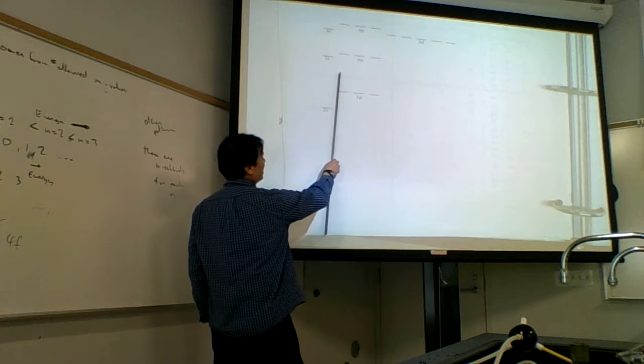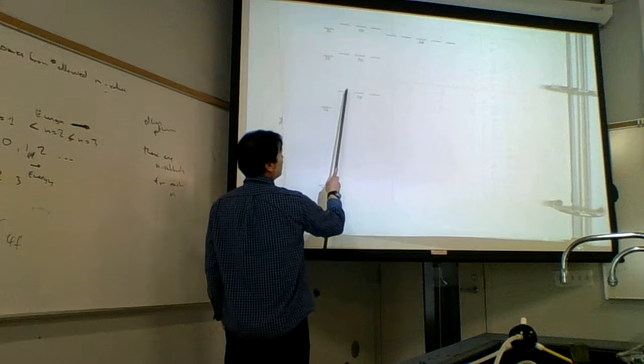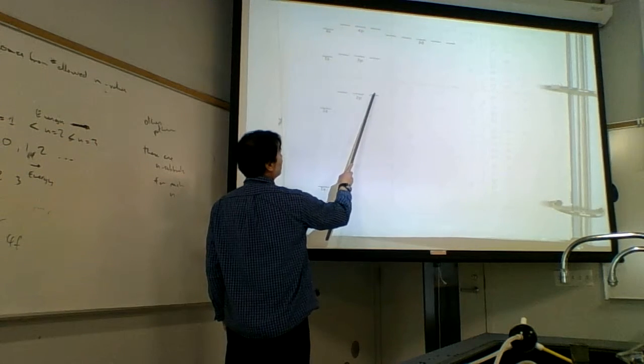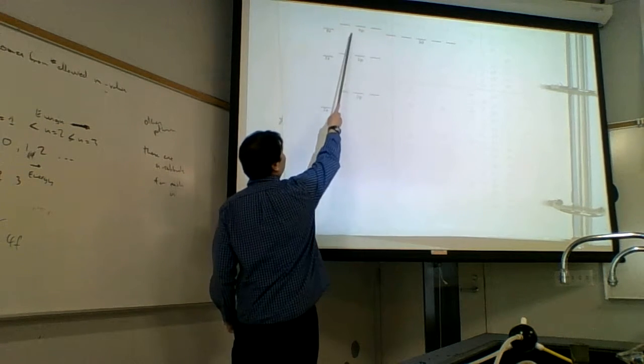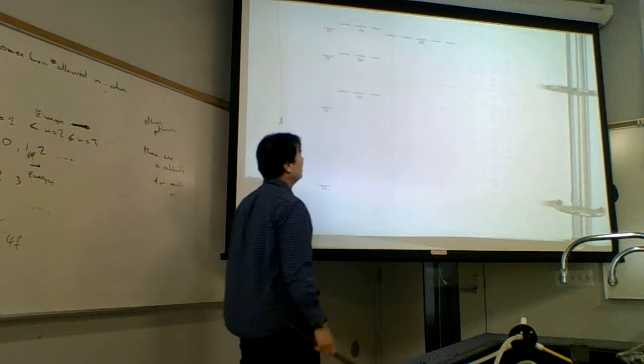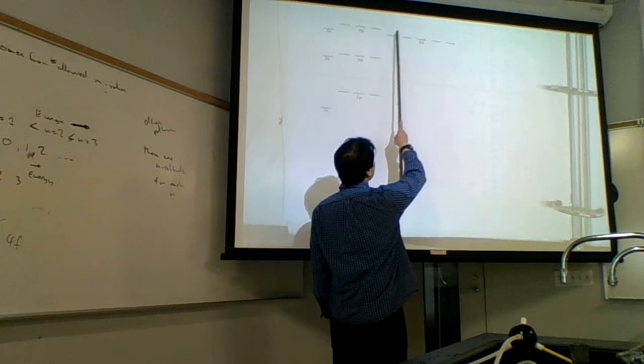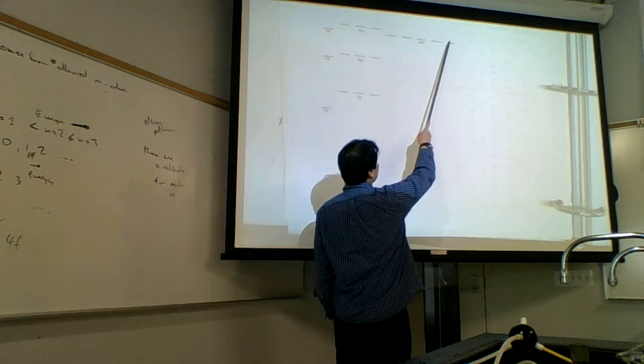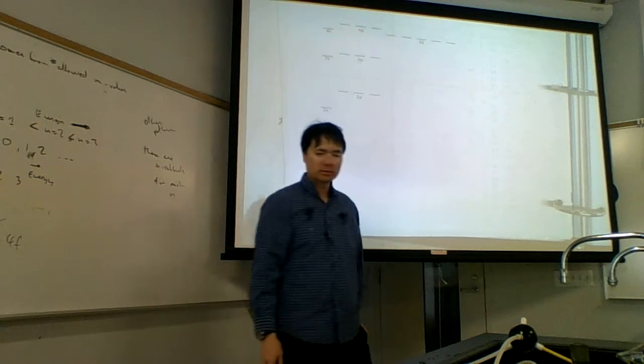0. Then we go to l equals 1. When l equals 1, m can be minus 1, 0, plus 1. Those are the allowed m values. Then we go to l equals 2: minus 2, minus 1, 0, plus 1, plus 2. Patterns we see.